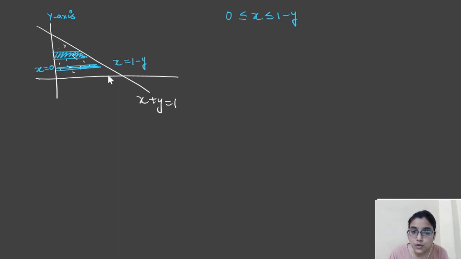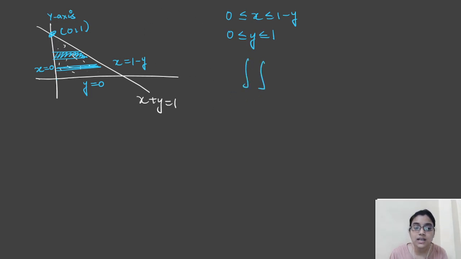The bottommost point is y equal to 0, and the topmost point, since it is the line x plus y equal to 1, is 1. So from bottom to top we have to move. The limit of y is from 0 to 1.